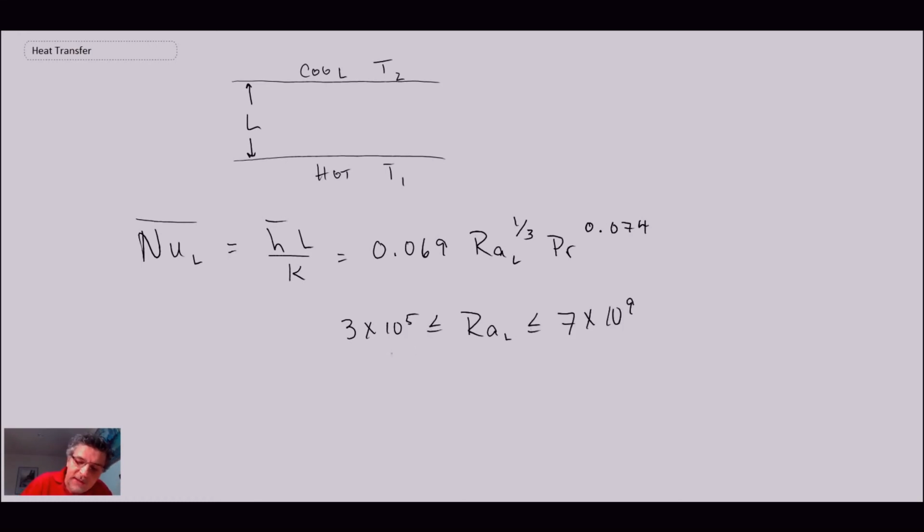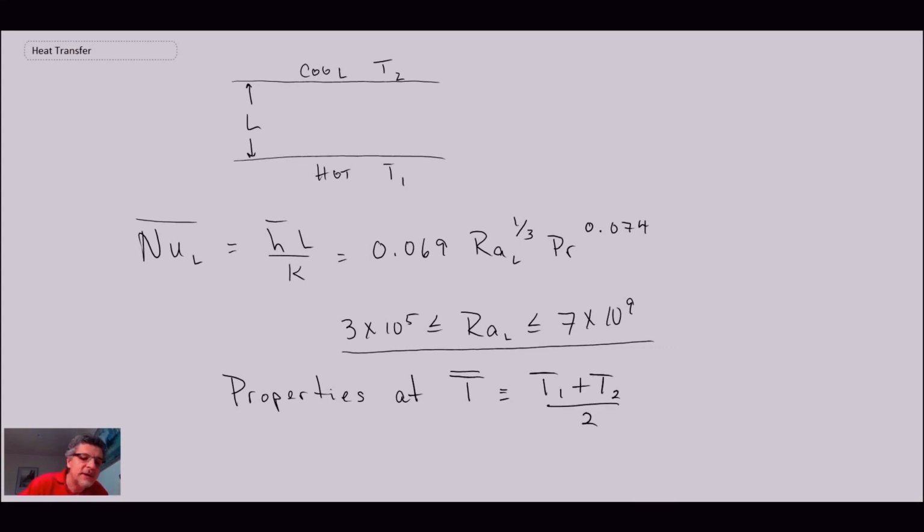So that's the correlation. It applies over this range of Rayleigh number. And in this, the properties are evaluated at the average temperature. So that's either T bar or T average, but that's defined as being T1 plus T2 divided by 2. So that's a correlation for the case of a horizontal enclosed space with the bottom hot and the top cool.